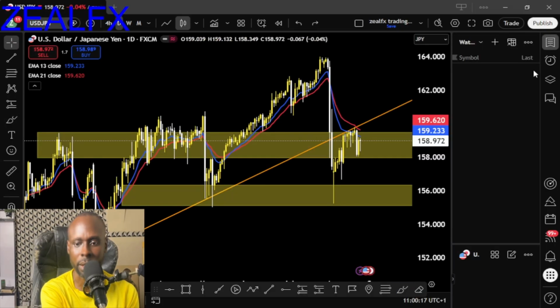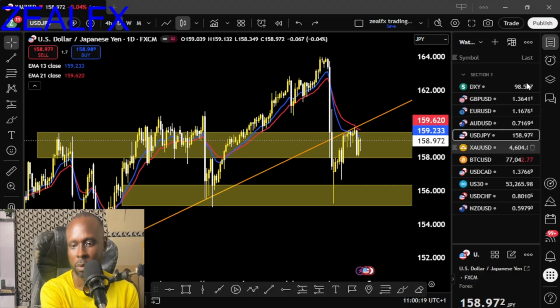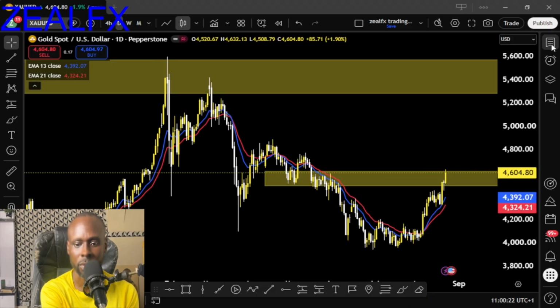So let's look at the next pair, which is the gold USD.